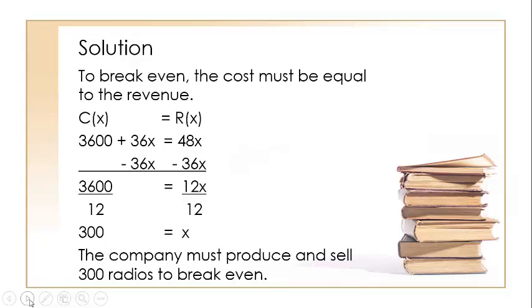To calculate that, we're going to set costs equal to revenue. Well, we know that cost is 3600 plus 36x, and we know that revenue is 48x. So we set them equal to one another and we solve for x. First thing I chose to do is subtract 36x from both sides, and I got 3600 is equal to 12x. Then I divided both sides by 12 and I got that x is equal to 300. So that means the company must produce and sell 300 radios to break even.